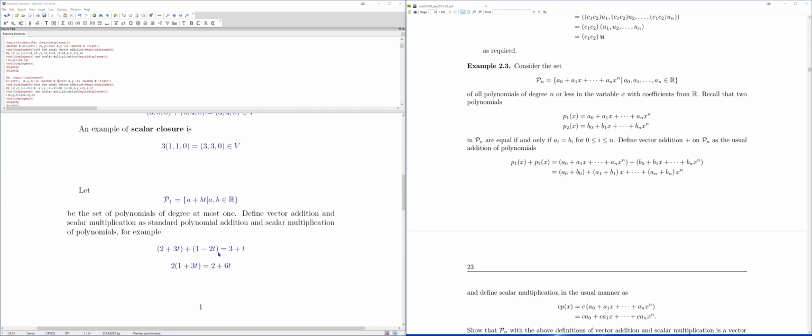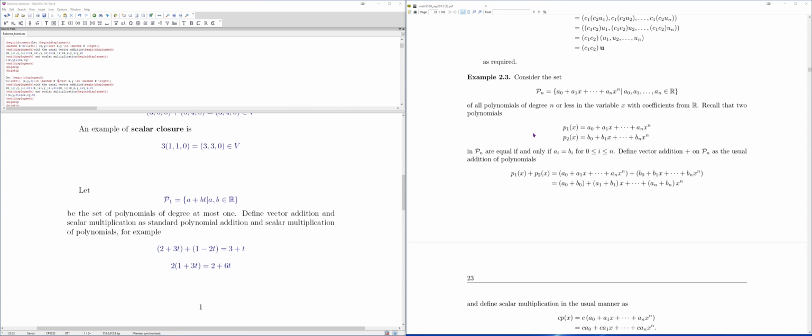This here is the next element, 1 minus 2t. To add these, the vector addition is just normal polynomial addition, which is 2 plus 1, 3 over here, and 3 plus minus 2, which is 1 here. So I get 3 plus t. And the scalar multiplication is just the standard way that you multiply a polynomial by a scalar. You just multiply each coefficient by the scalar. So you get 2 times 1, which is 2, and then 2 times 3, which is 6.